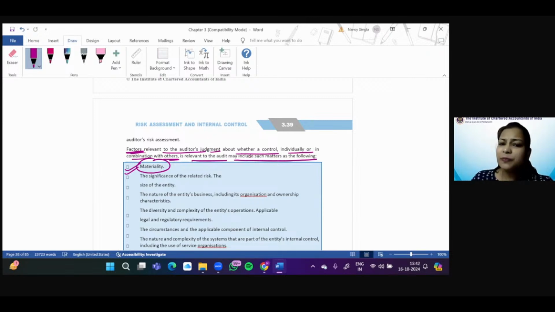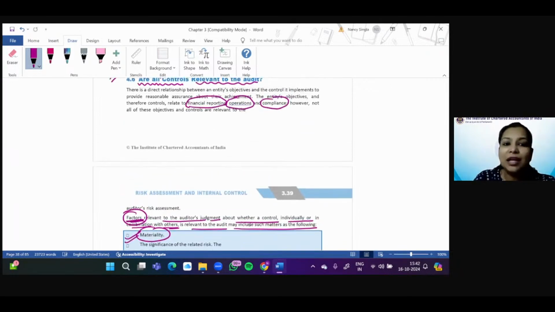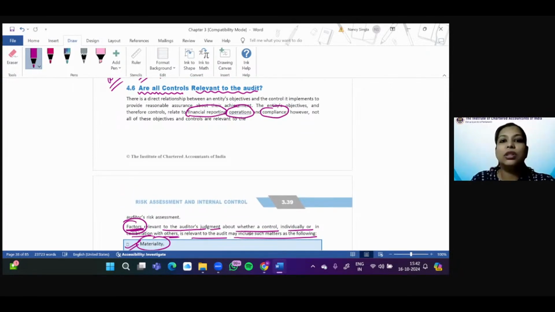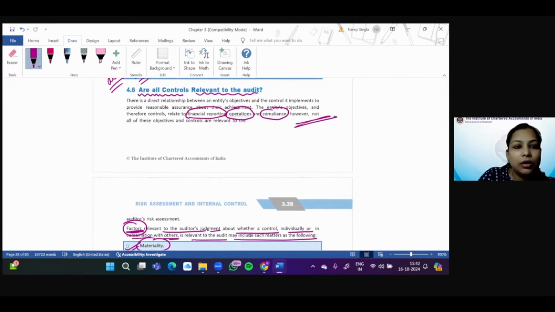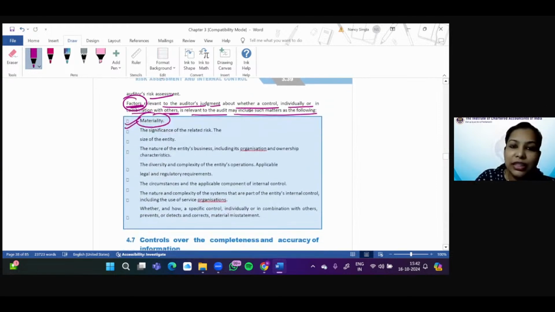See, whether a control is relevant or not, it depends upon auditor's professional judgment. But while applying the professional judgment, what all factors the auditor can consider, this is the topic that we are looking at. So as a thumb rule, not all controls. All controls include what? Financial reporting related control, the operations of the company related control, and the compliance related control. So it says that, however, not all of these objectives and controls are relevant to the auditor's risk assessment. Then what are the factors that the auditor needs to consider?